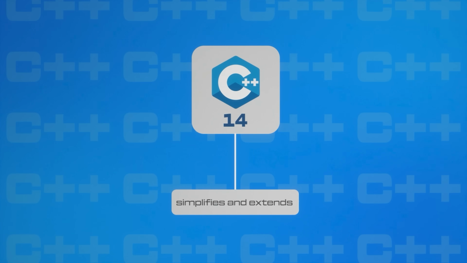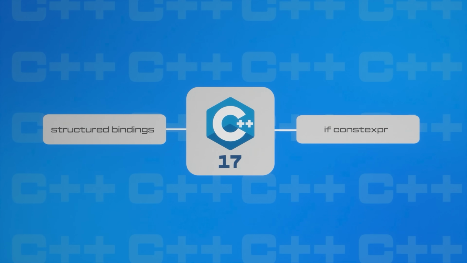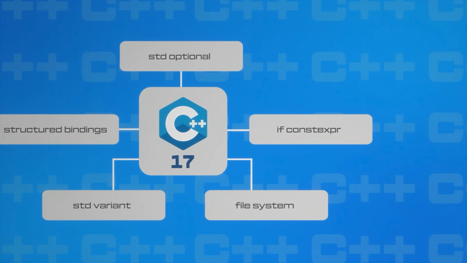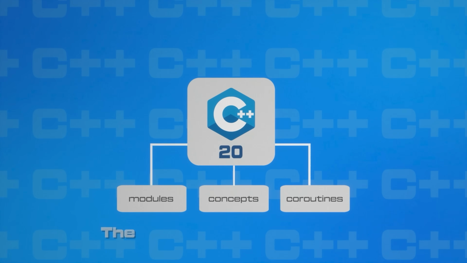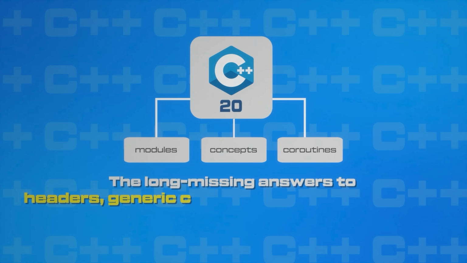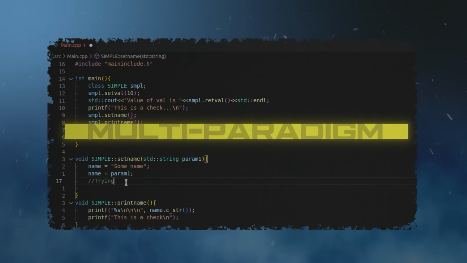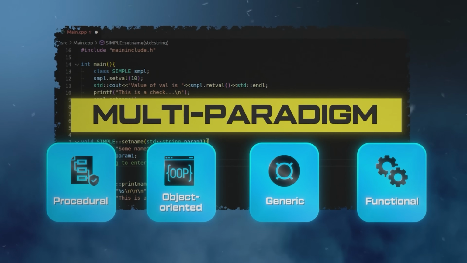C++14 simplifies and extends. C++17 brings structured bindings, if constexpr, std::optional, variant, filesystem. C++20 introduces modules, concepts, and coroutines, the long-missing answers to headers, generic constraints, and async code. The language that once felt clunky is now multi-paradigm: procedural, object-oriented, generic, and functional.